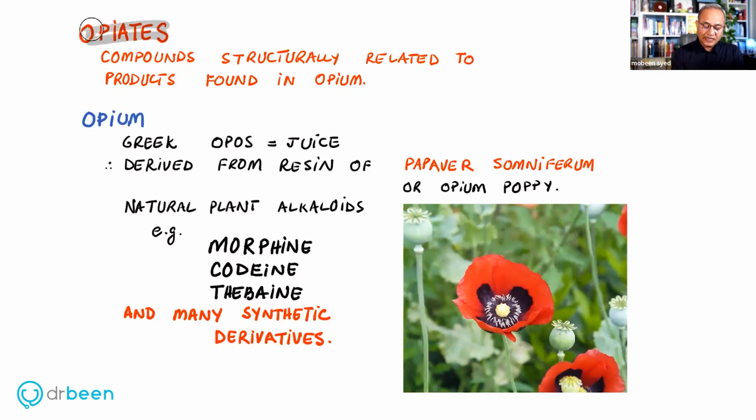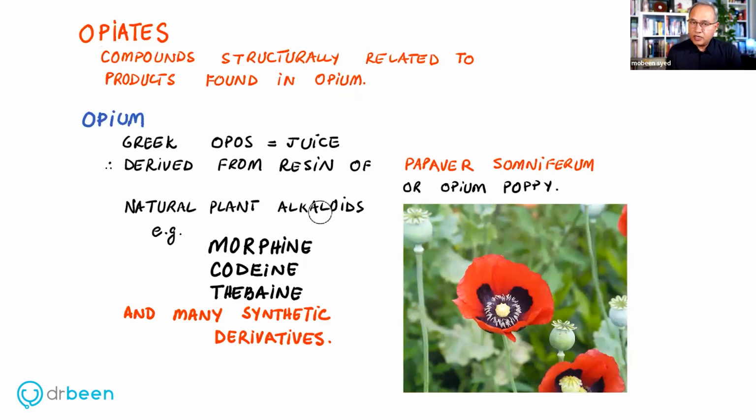So first of all, opiates. Opiates are compounds structurally related to products found in opium. Here you can see this is an opium flower, and this is an opium poppy. From this poppy, we extract various alkaloids. Now, what is opium? Opium is a word derived from the Greek opos or opus, which means juice. It is the juice that is derived from the resin of Papaver somniferum, or opium poppy. So this little guy over here, Papaver somniferum.